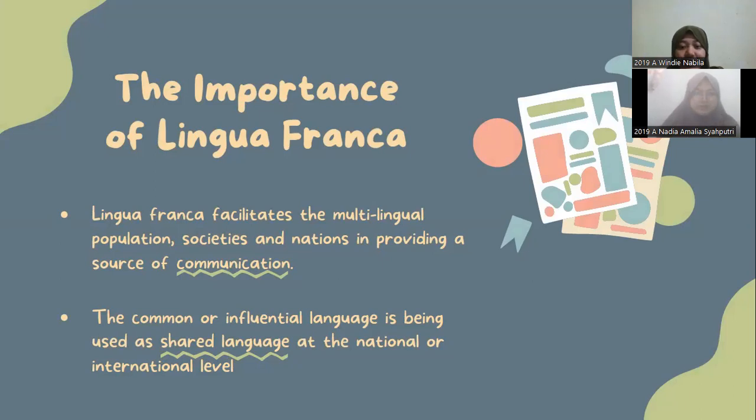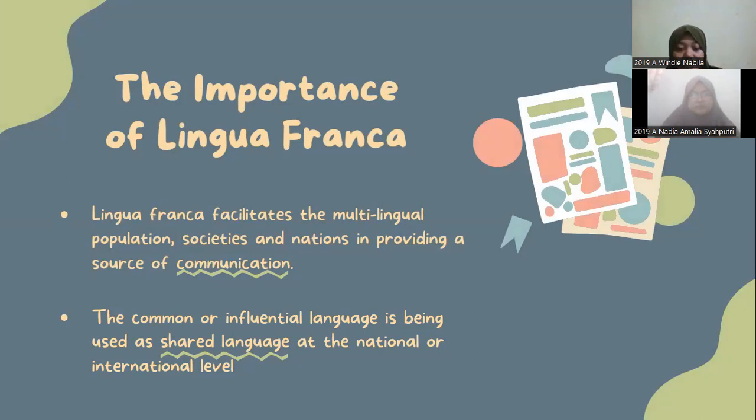Okay, thank you, Nadia. So, the importance of lingua franca. The lingua franca is a double-sided sword, which facilitates multilingual populations, societies, and nations in providing a source of communication on one side, which is acceptable to all because communication occurs easily. It means that it is important for the purpose of communication.